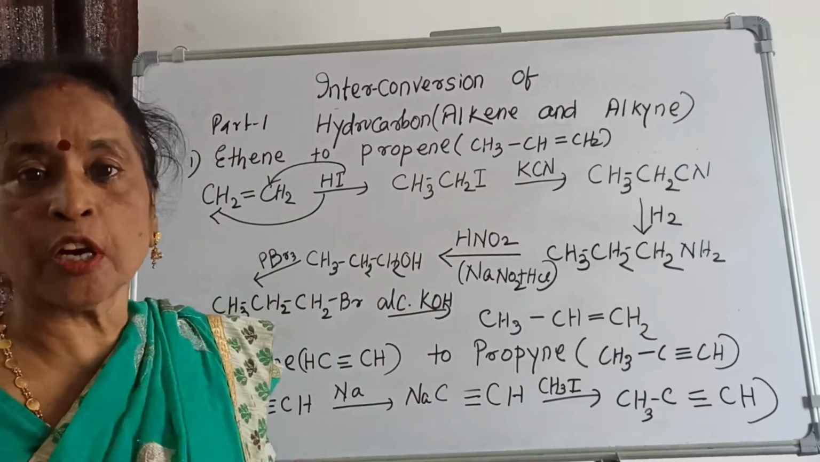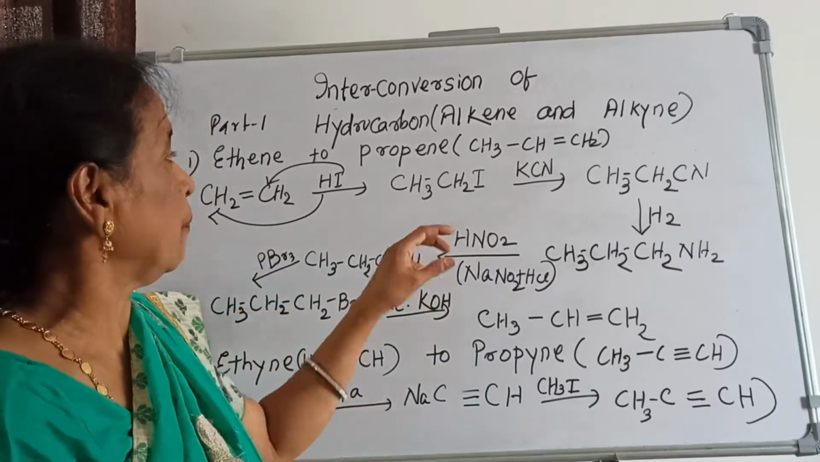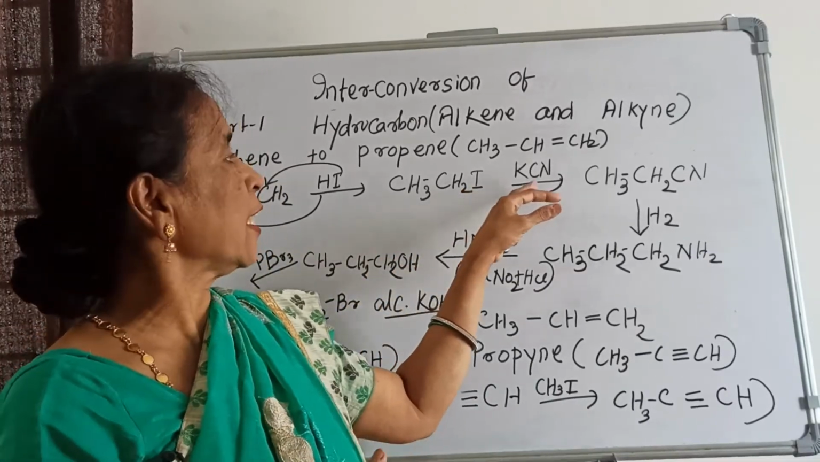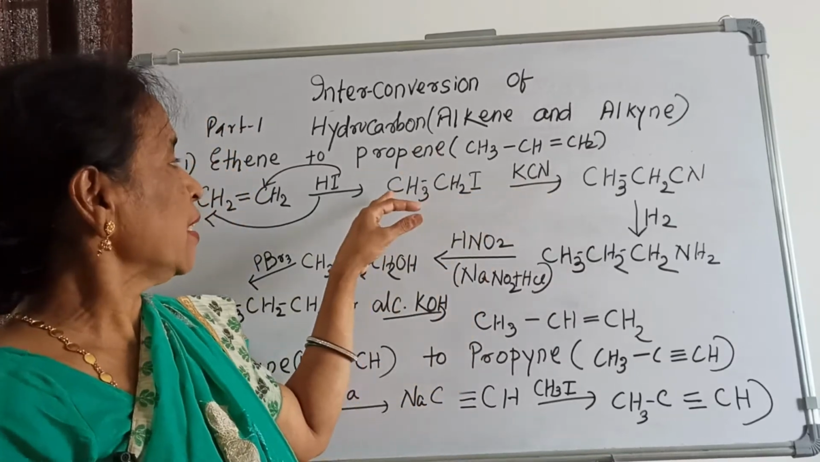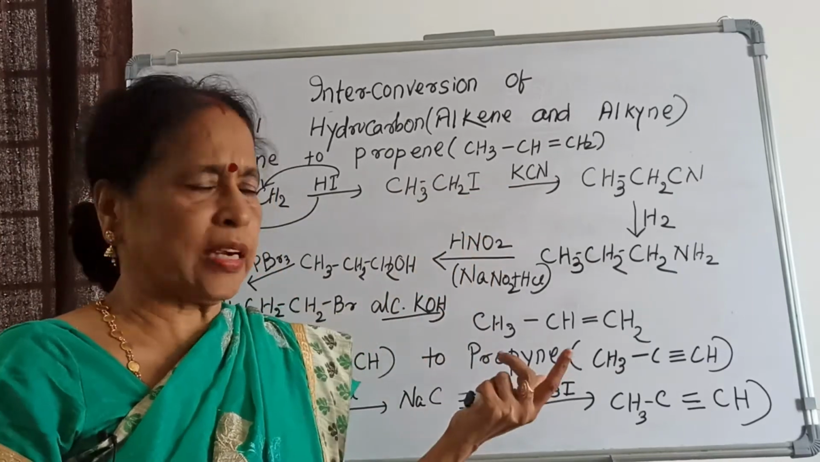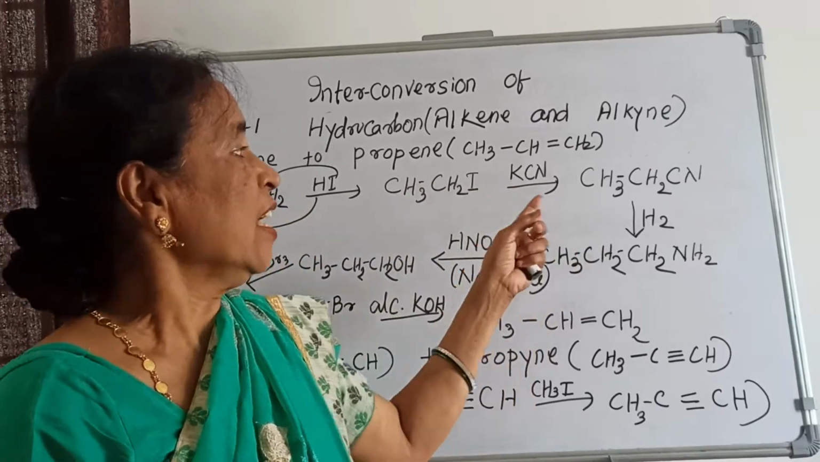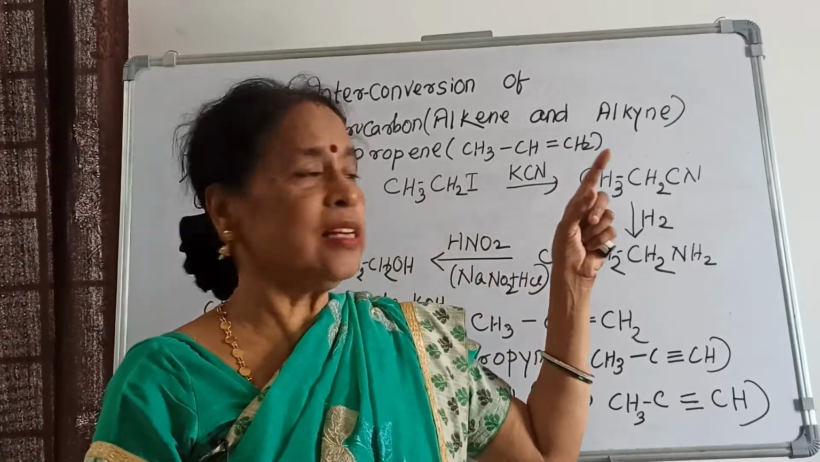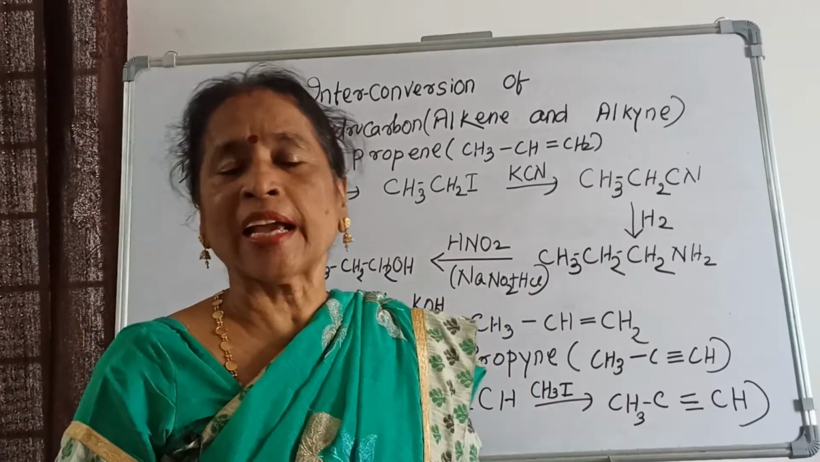KCN, potassium cyanide. It is the only reagent where you can increase carbon easily. So I is replaced by CN. CN means cyanide ion. That means CH3CH2I plus KCN, KI is the byproduct. And what is remaining? CH3CH2CN. Then what is the name? Ethyl cyanide, or you can say ethane nitrile.